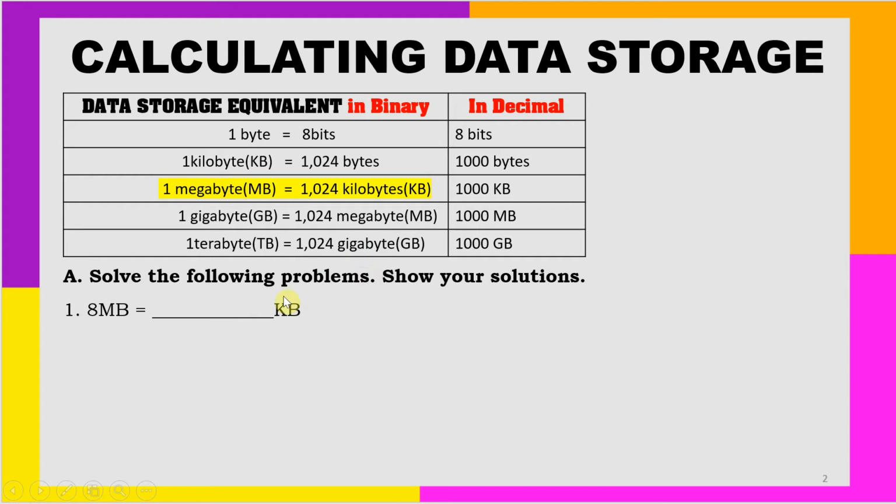Okay, so for instance, if the unknown is kilobytes and the given is, for instance, this one, 8 megabytes is equal to blank in kilobytes. So how are you going to calculate this problem? Okay, so first you look at the table of equivalence and then look at the relationship of the given and the unknown units of measurement.